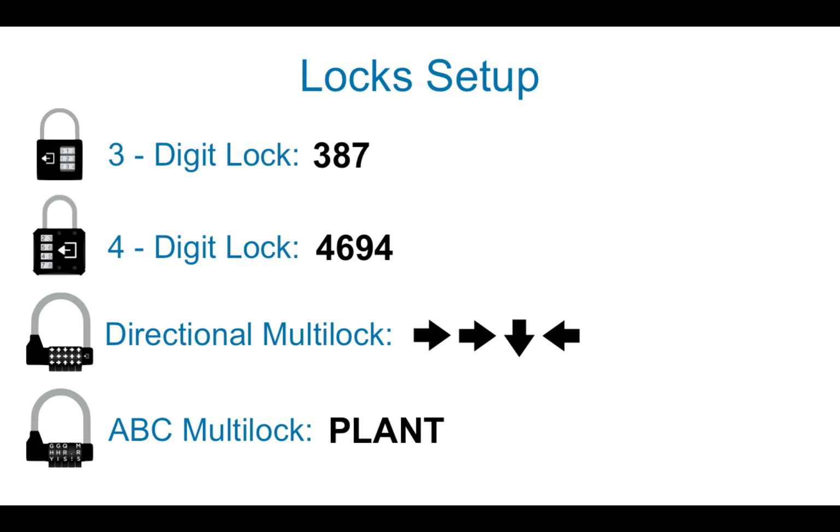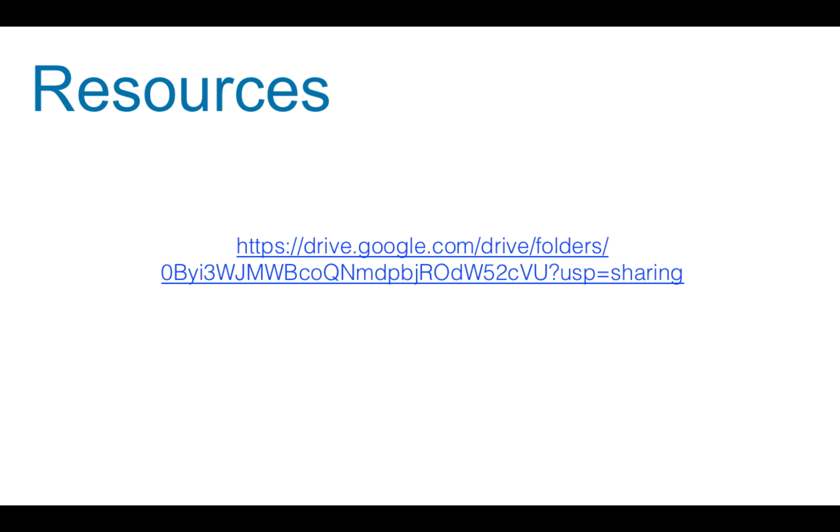So to set up the game, the first thing you need to do is set your locks. The 3-digit lock should be set to 387, the 4-digit lock to 4694, the directional multi-lock to right, right, down, left, and the ABC multi-lock to the word plant. You'll also notice that the resources are located on the Google Drive, and this includes printouts and other resources you'll need to play the game.